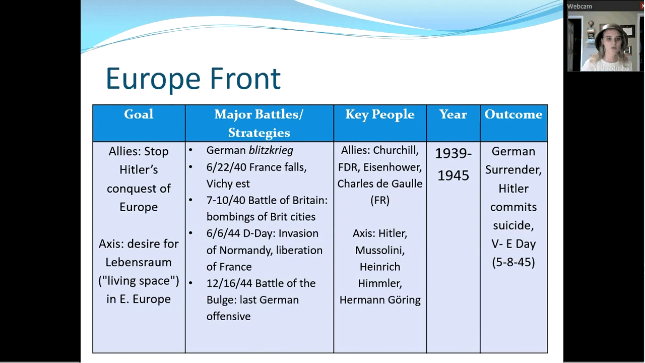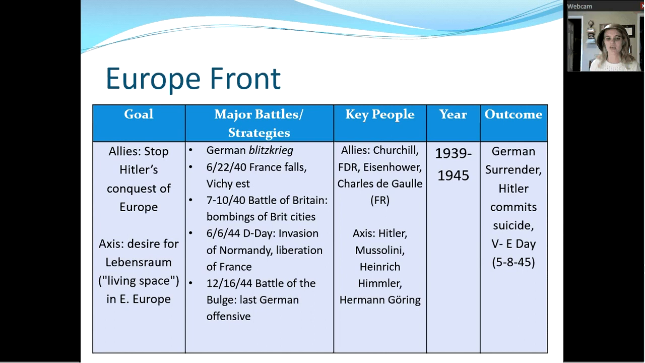The second one that we're going to be looking at is the European front. So the European front is the main brunt of the war. So for the Allied powers, they're trying to stop Hitler's conquest of Europe and spread democracy. For the Axis powers, specifically for Germany, Hitler has a desire for what he calls Lebensraum. This translates into living space. Basically, he's trying to spread German control into territory that he believes belongs to Germany, primarily in Eastern Europe, but also in France, Austria and other parts of Europe.